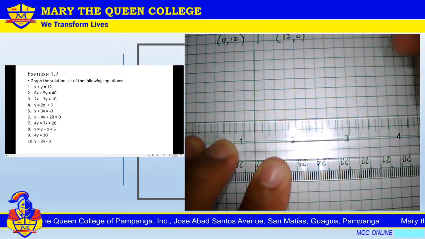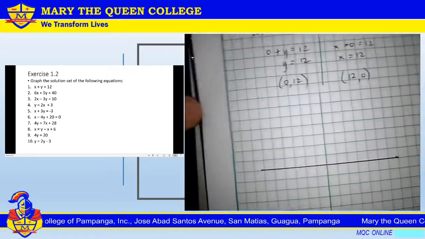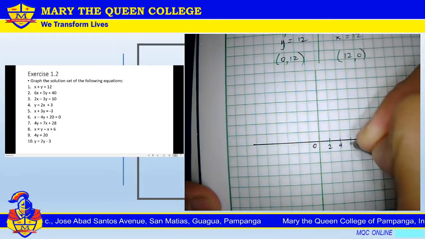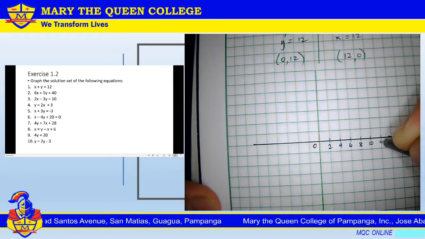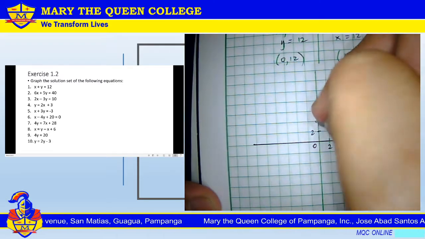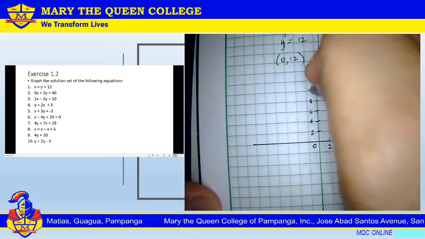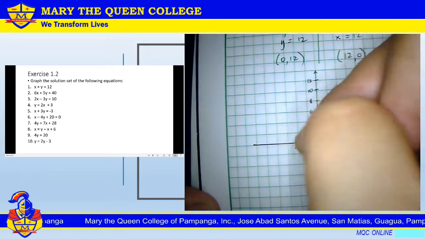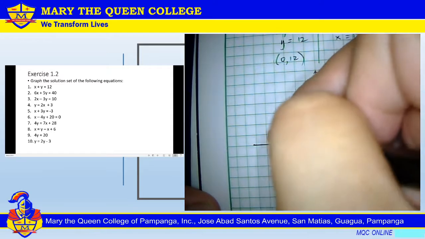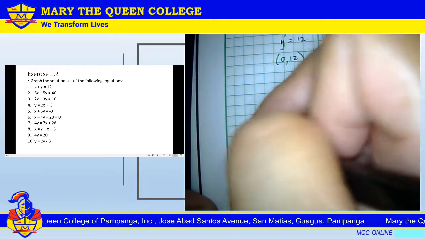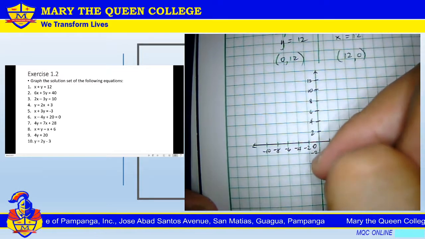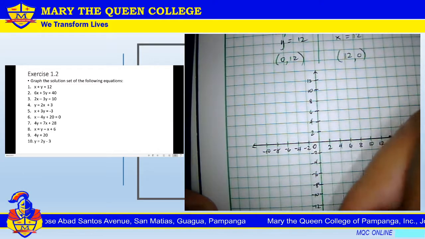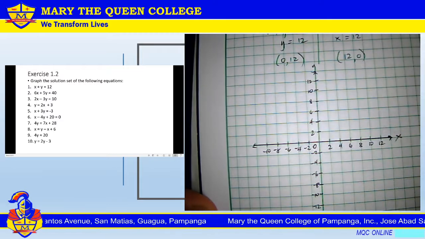Okay? So if the intervals are very big, we may use scales. For example, you have 0, we can make use of an interval of 2. So we have 2, 4, 6, 8, 10, 12. So this is our x-axis. Make sure you'll be using the same interval so that your graph will be presentable. Then we have negative 2, negative 4, negative 6, negative 8, negative 10, negative 12. So this is our y-axis and this is our x-axis.